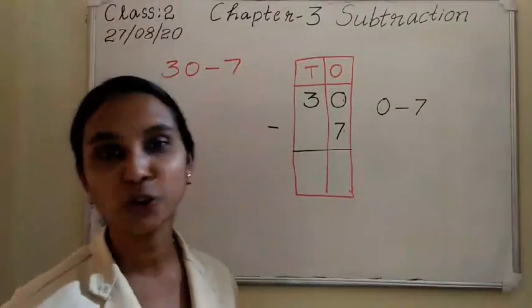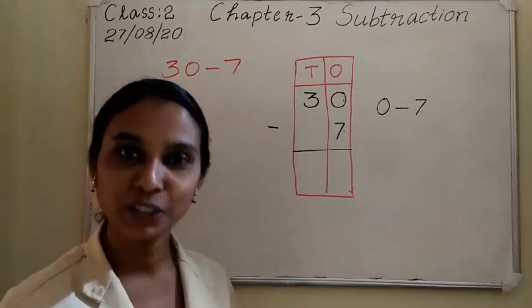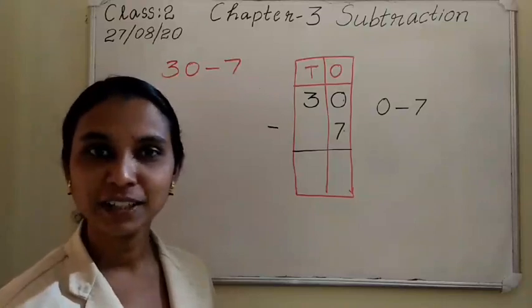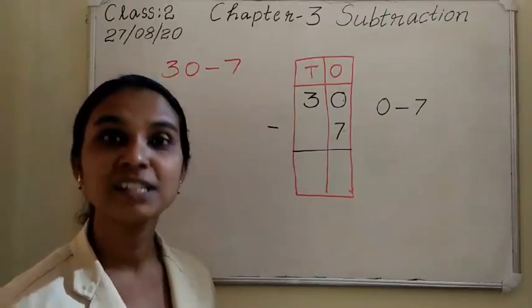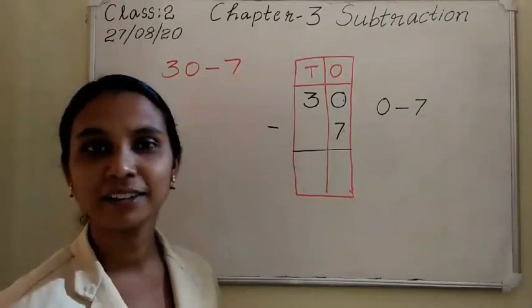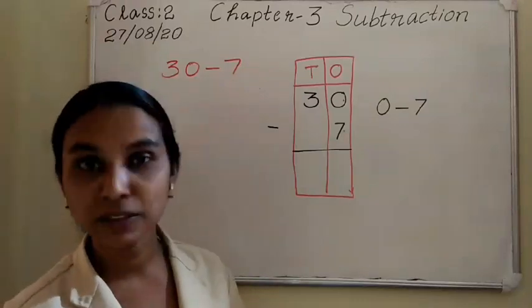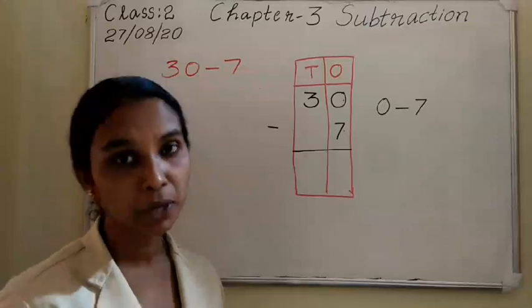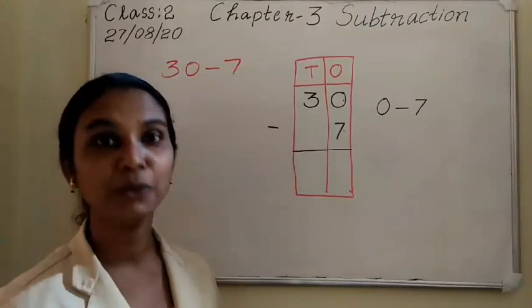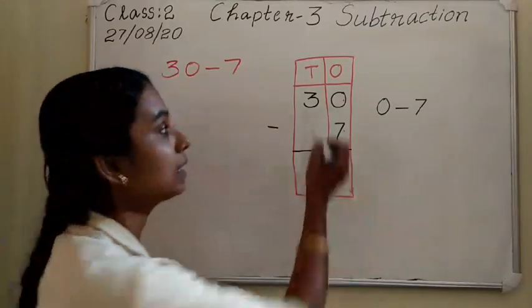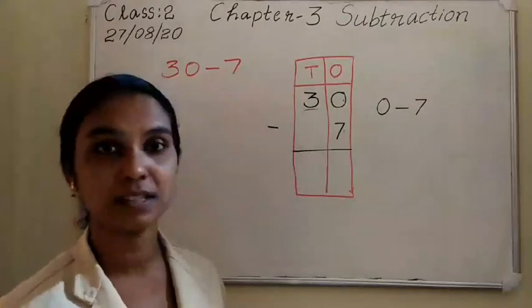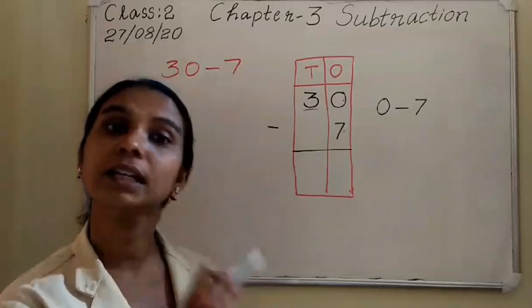Suppose you have 0 chocolates. Someone asks you for 7. Can you give? Your brother asks you for 7. Can you give then? No. You will go and ask your mother. Can you give some chocolates to give to my brother? Yes, you can ask this tens place. Tens is the nearest place to ones. So you ask this tens place.